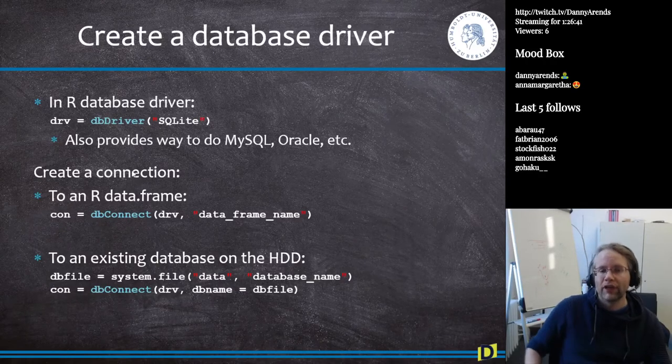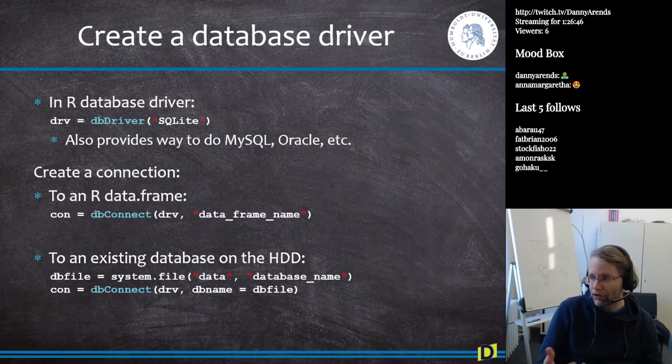After you've connected to a driver, you have to create a connection. The nice thing is in R, you can actually also connect to a data frame, right? Just to a single table that you have loaded in R. So if you want to connect to a data frame in R and then do SQL queries on that data frame, you can just say dbConnect, use my driver, and then give it the data frame name. The data frame name is the name of the variable that holds your big matrix. And then using the connection, you can start querying.